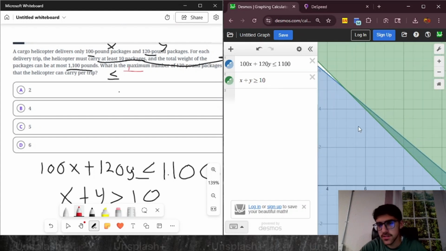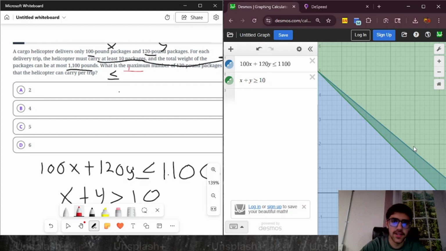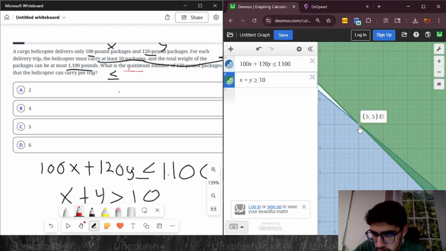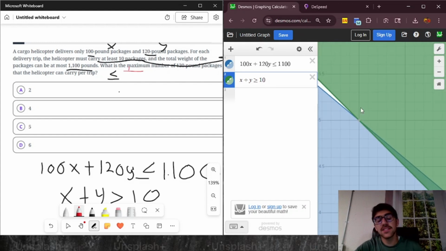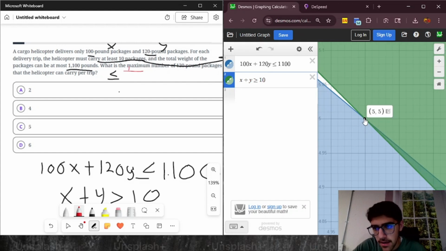So right here, you see that this shaded part is the part where it's a solution that is possible using the two lines. And then we just go to the highest point, which is right here. Because they're both solid lines, this is the highest point, because they're both including. So (5, 5) would be the highest point, and the y, because we're looking for the maximum number of 120-pound packages, so the maximum number would be 5. I hope that makes sense. So the answer would be 5.